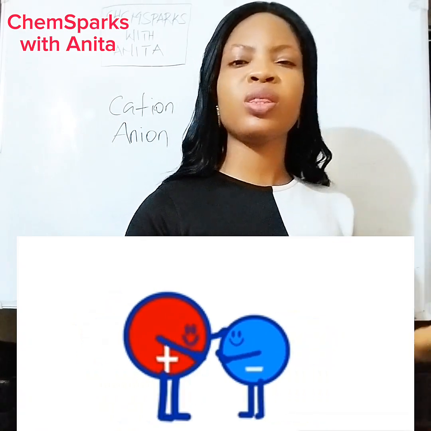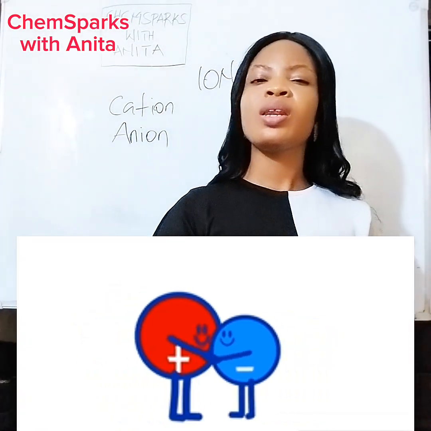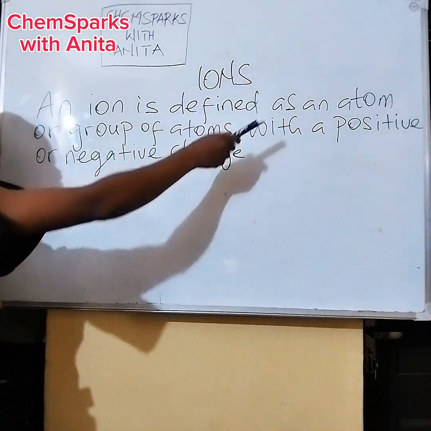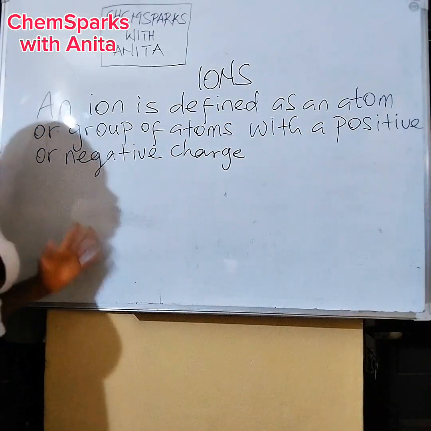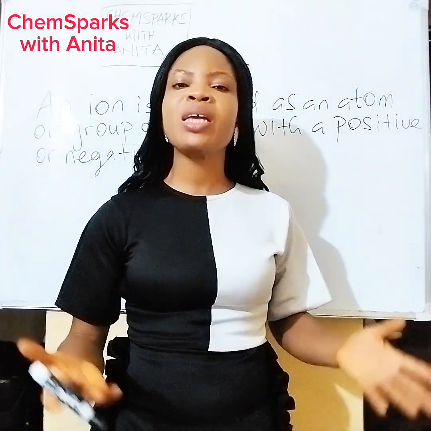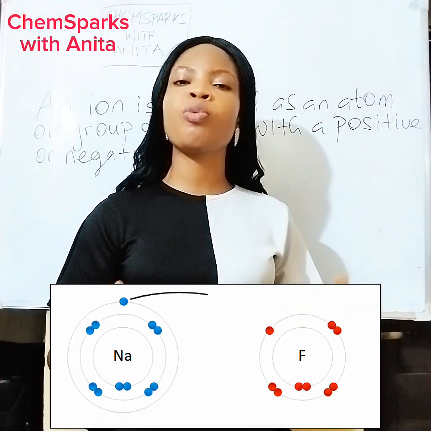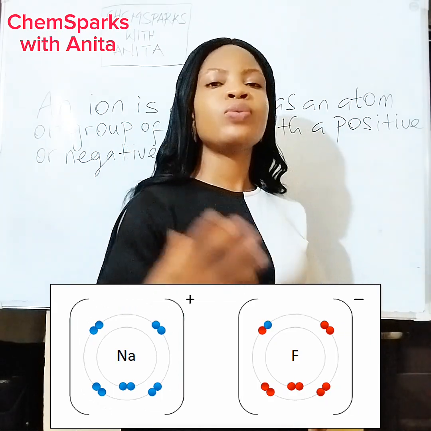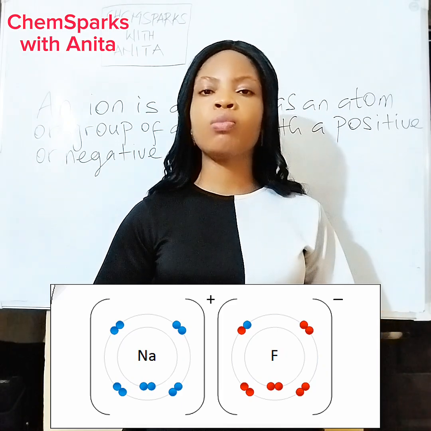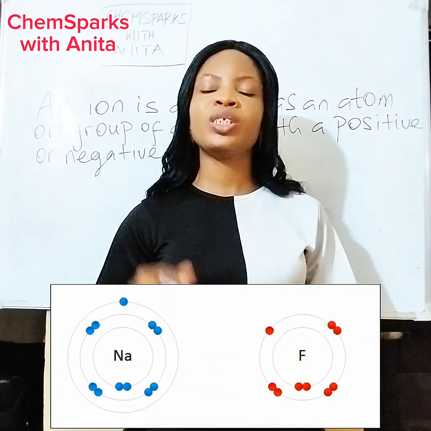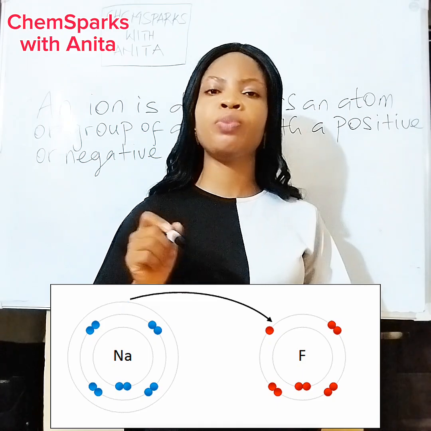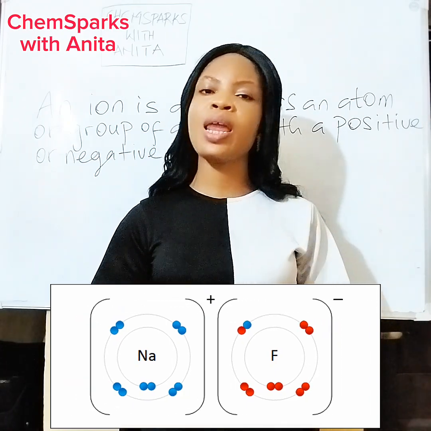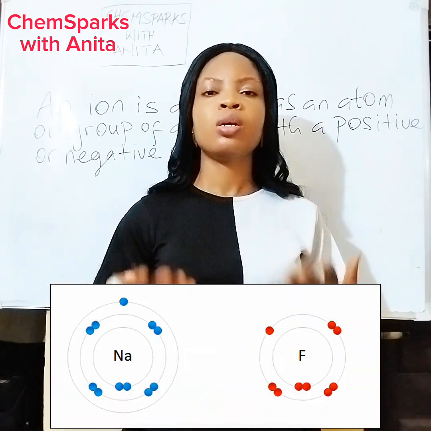Anyways, before we proceed with cation and anion, let's take down the definition of an ion. On the board, an ion is defined as an atom or a group of atoms with a positive or negative charge. Remember I said earlier that these atoms or group of atoms are either losing electrons or gaining electrons. Okay? When they are losing electrons, they become positively charged. So the charge that that particular atom is going to bear is what? Positive charge.